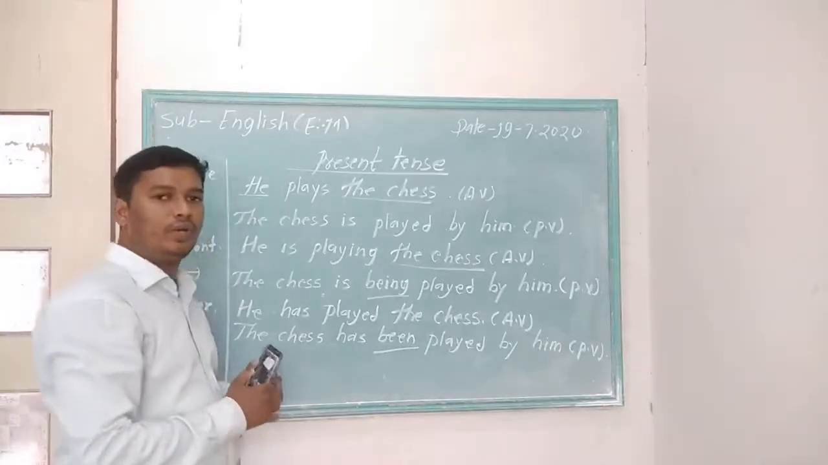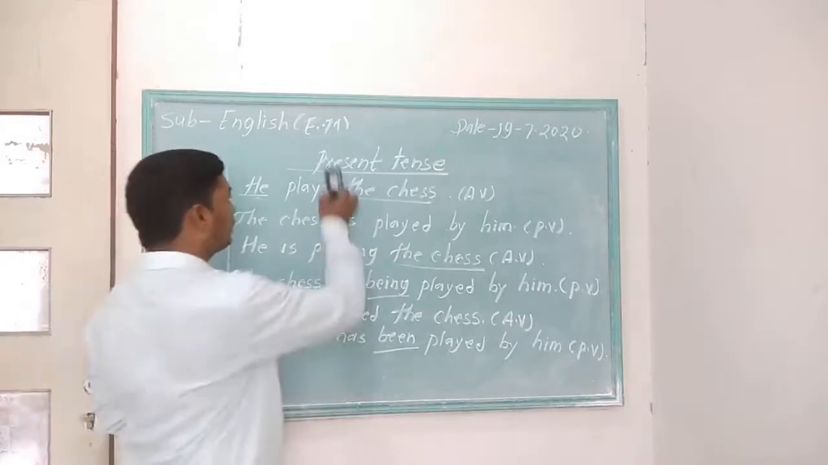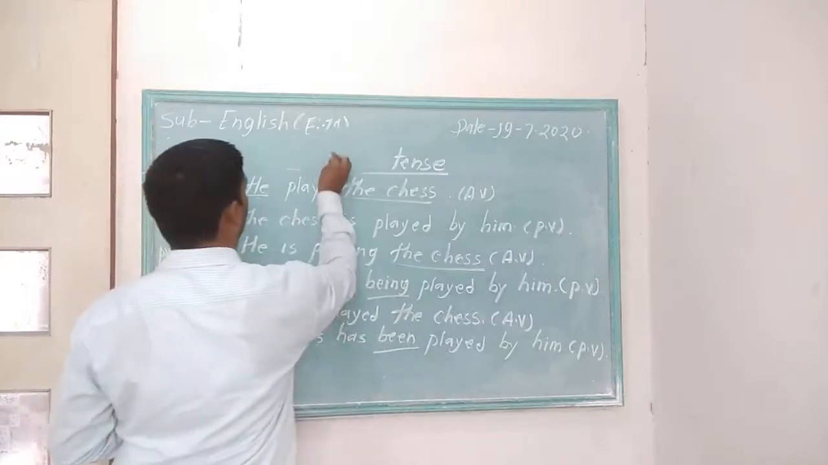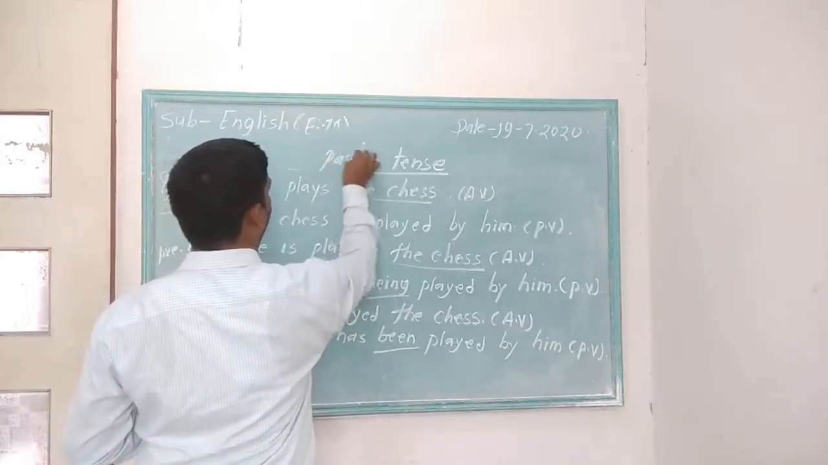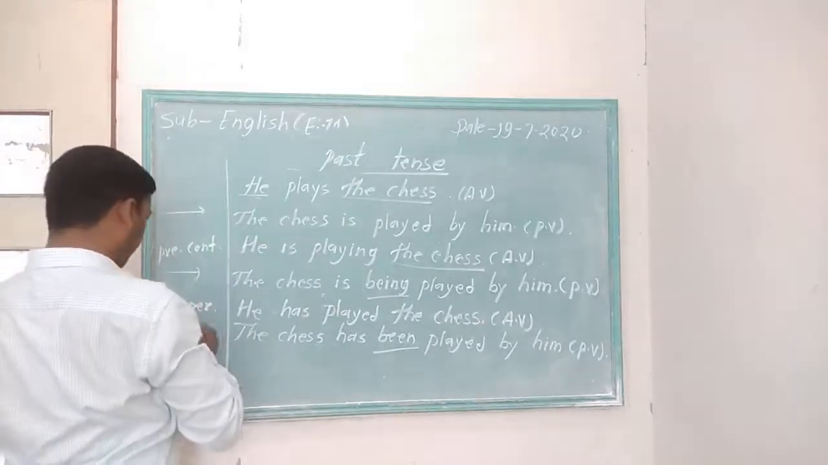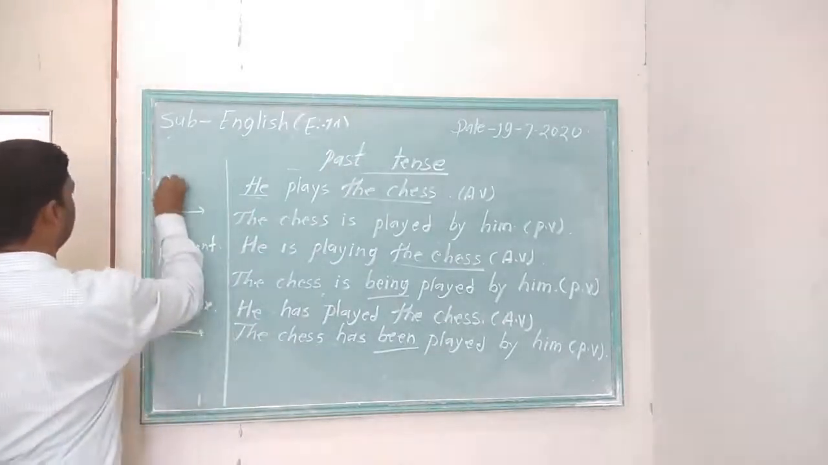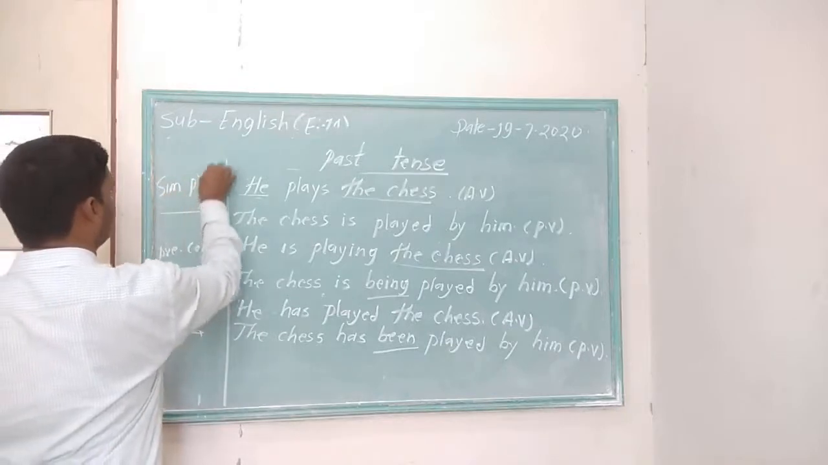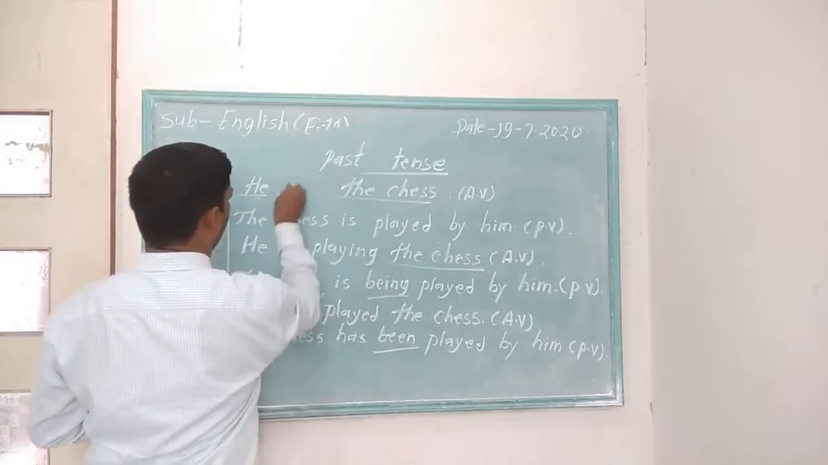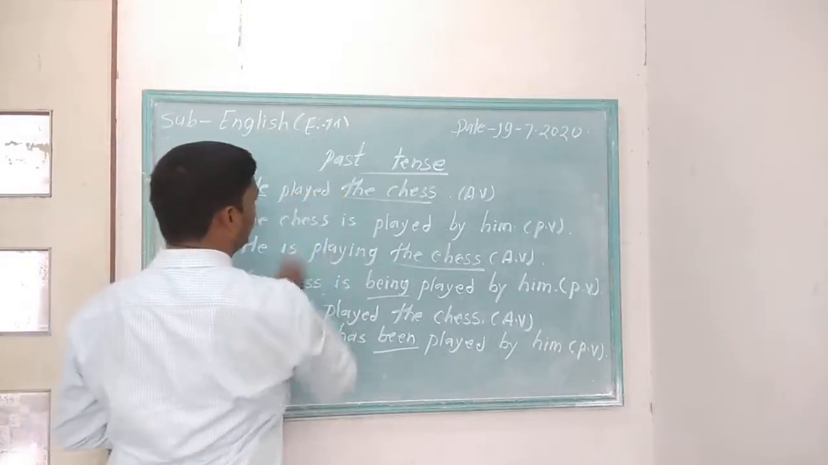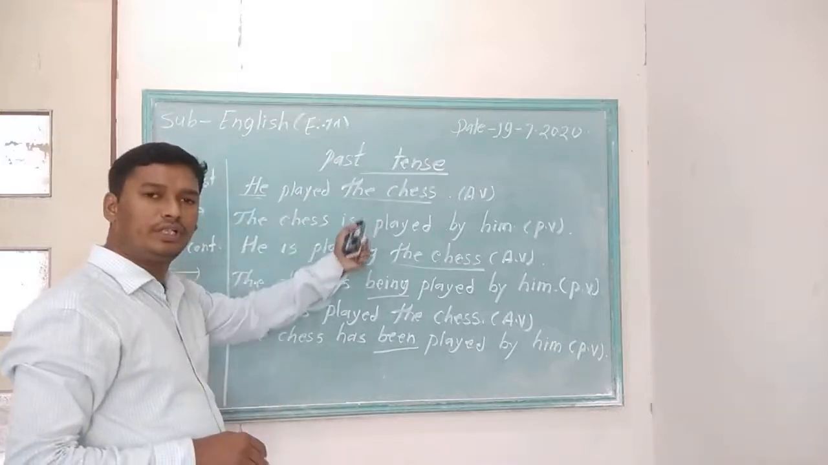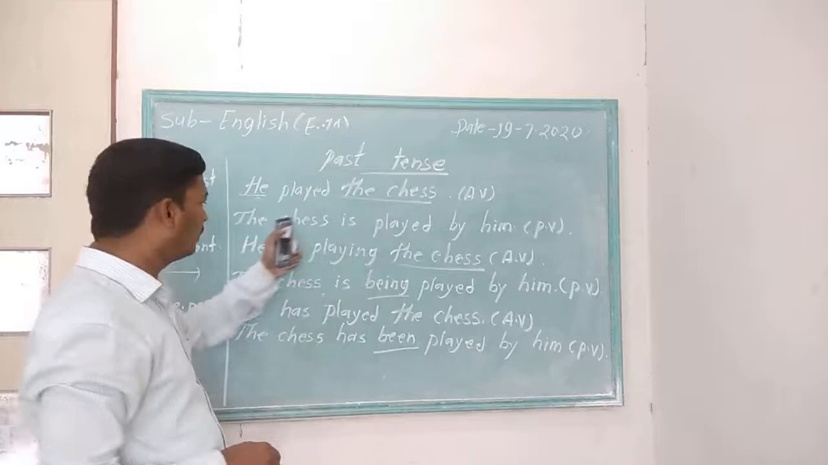Okay. Now I take past tense, the same sentences in past tense. First simple past. He plays into played. He played the chess. Okay, it is simple past. Now how to convert it into passive voice? First take the object, the chess.